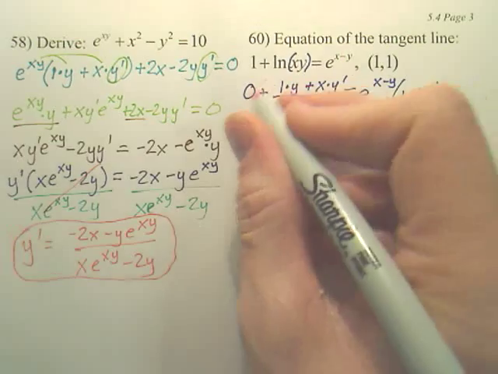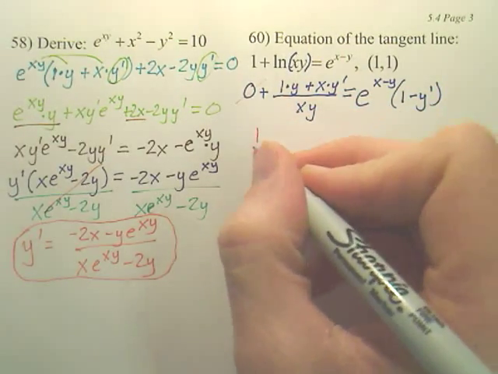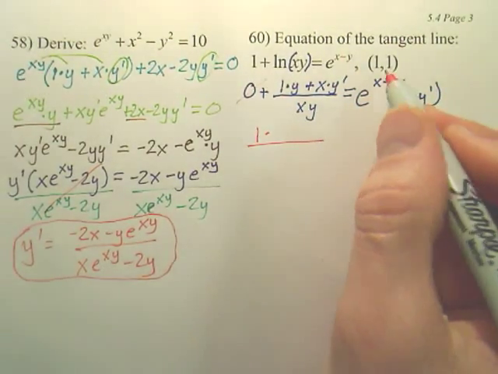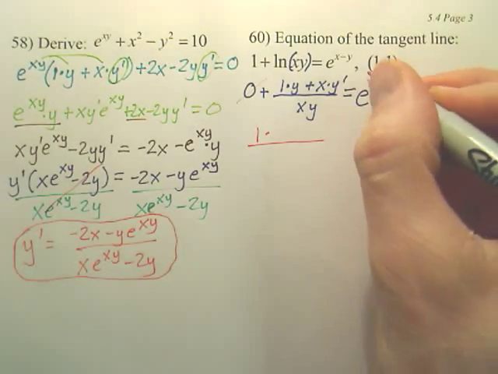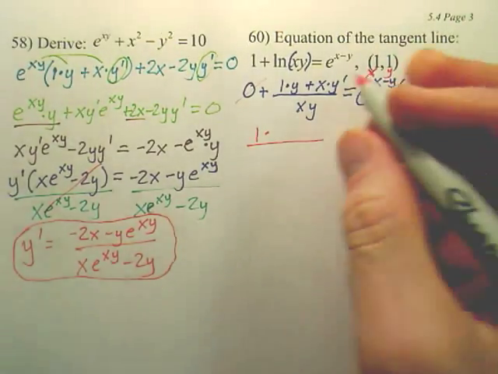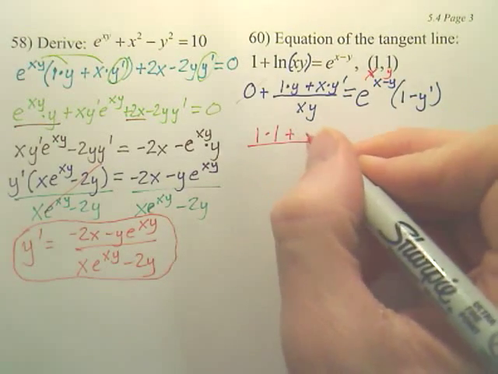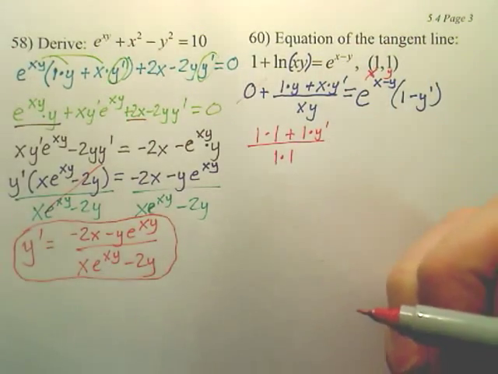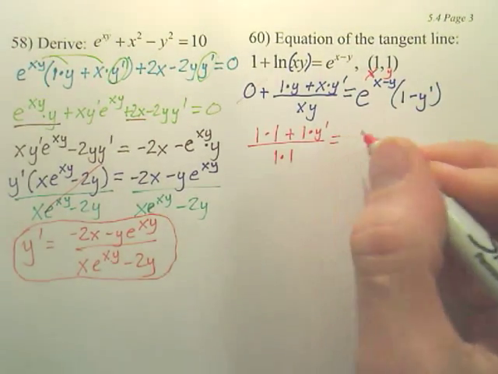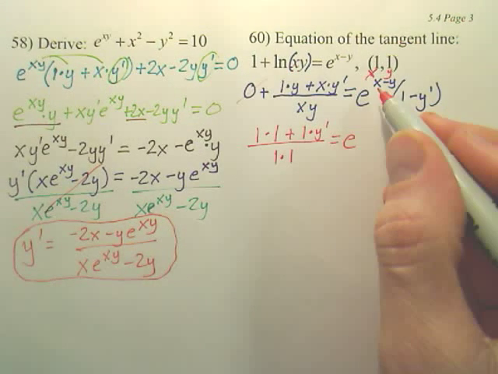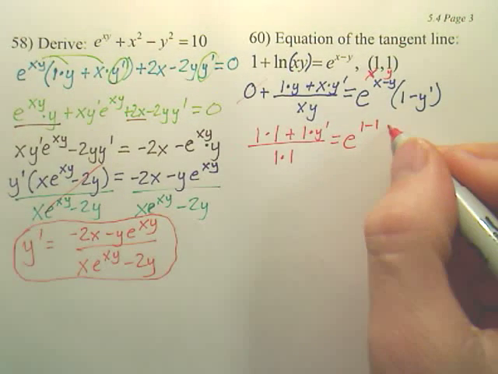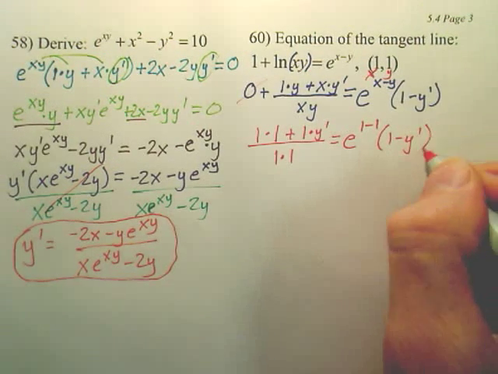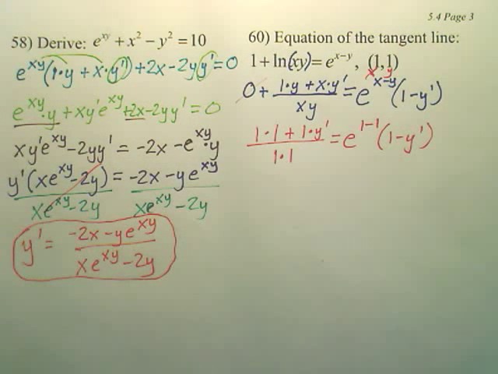What I mean by that is this. That's gone. You have 1. What's y? Remember, you have x and y right here. So that's 1 times 1 plus 1 times y prime over 1 times 1. See how easy this is kind of going to work out to be? e to the 1 minus 1 times 1 minus y prime. I just plugged 1 in for all the x's and the y's because x is 1, y is 1.